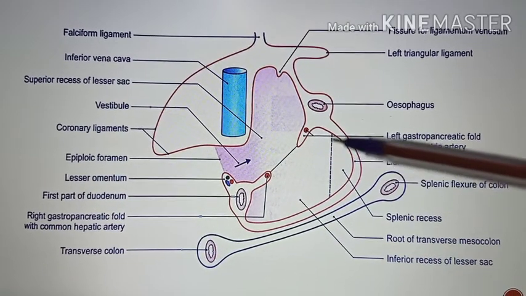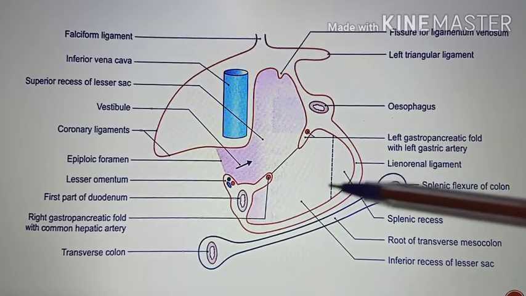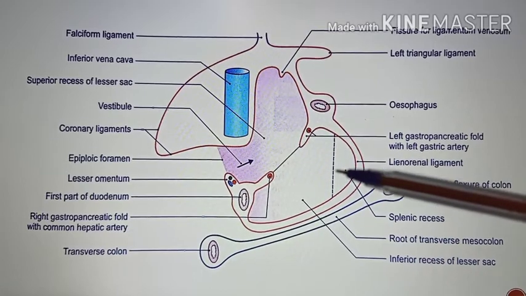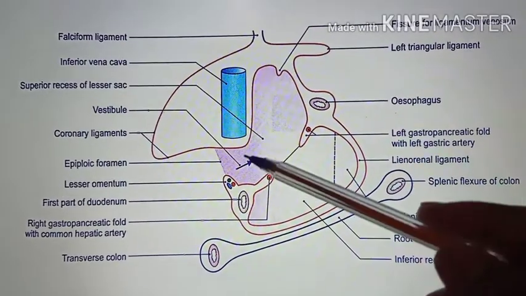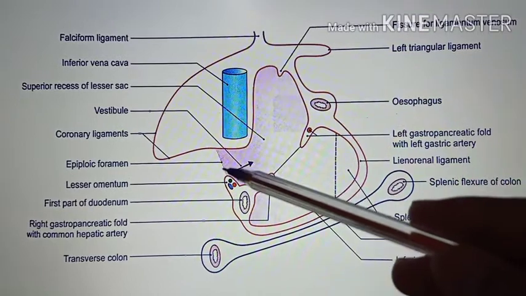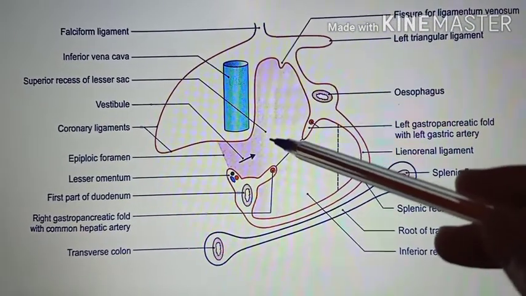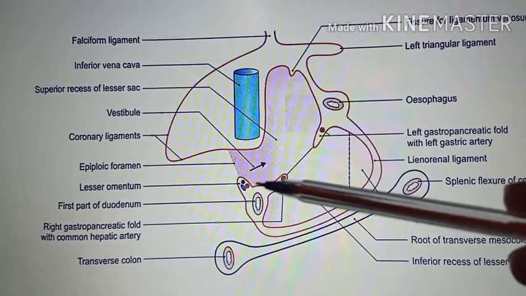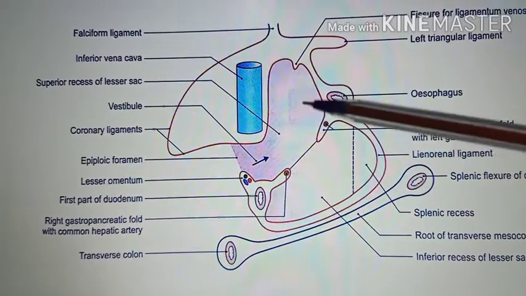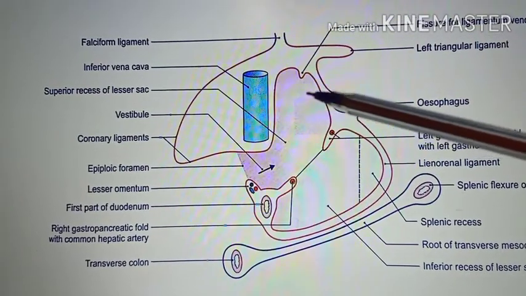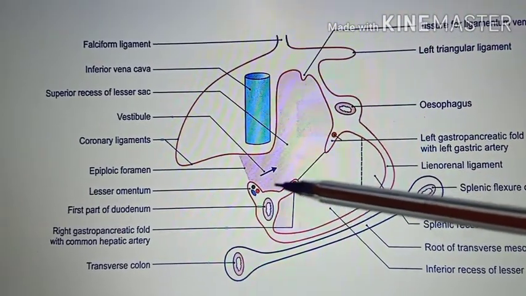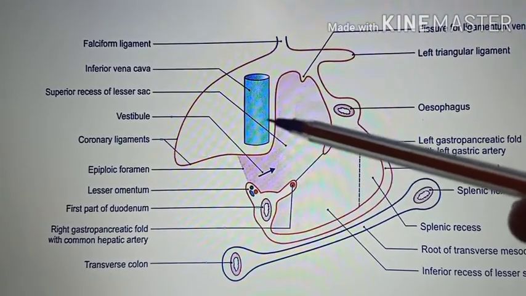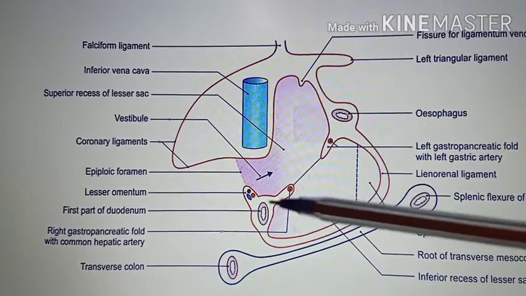Then you can also see another division here, a splenic recess of the lesser sac. It extends to the hilum of the spleen. Now in this picture, this is the right side, the epiploic foramen, where the lesser sac will communicate with the greater sac. Then this is the lesser omentum. This entire superior recess of the lesser sac is lying behind the lesser omentum and the liver. So it is lying behind the liver and behind the lesser omentum.